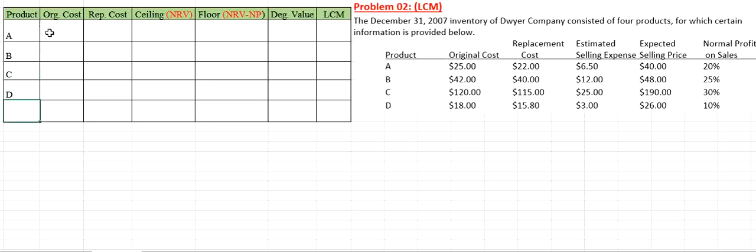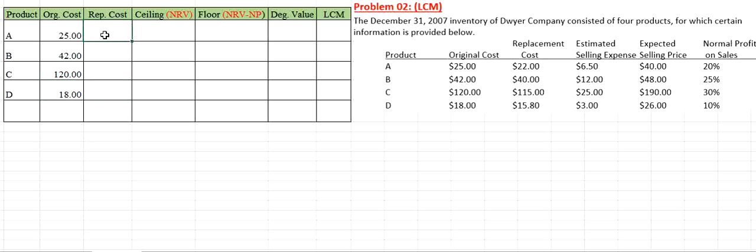Then obviously I'm going to shift the cost information, which was the purchase price of these products. So the original cost at the time when we purchased product A was $25, so I will shift $25. Then the cost of product B was $42. I've shifted 42, and for product C it's 120, and for product D it's $18.